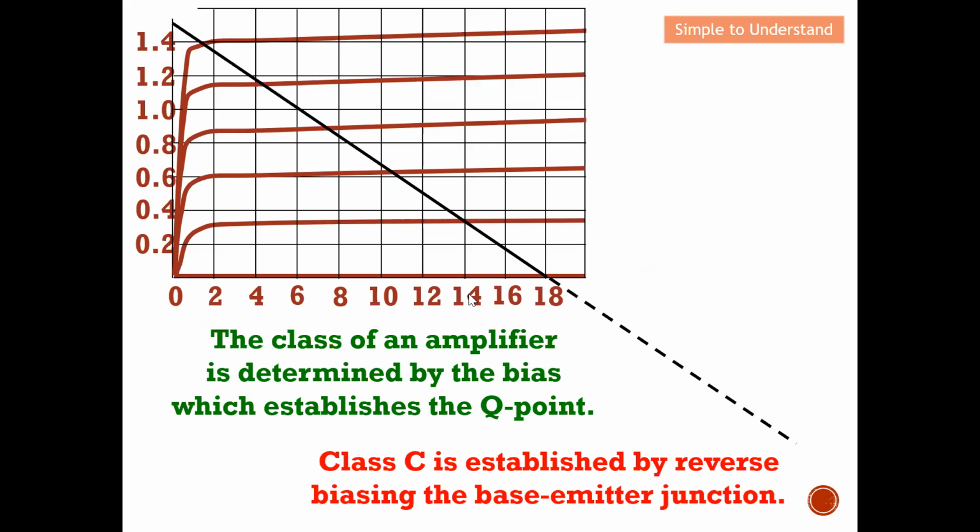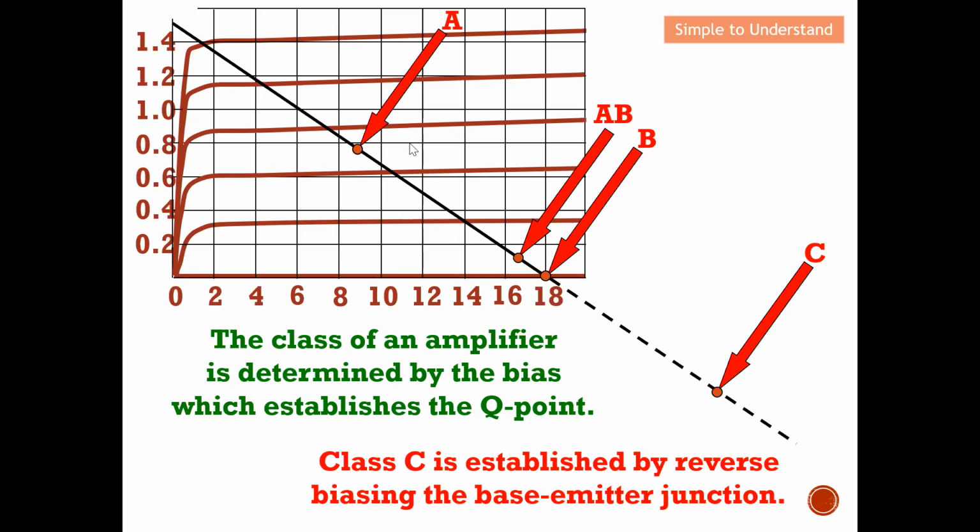Now let's quickly understand the Class C amplifier. The class of an amplifier is basically determined by the bias point, which establishes the Q point. As I mentioned earlier, Class A will typically be at the center. Class AB will be very close to B. Class B will be at the cutoff zone, and Class AB is slightly above the cutoff zone. As for Class C, it is established by reverse biasing the base-emitter junction, which we are going to take a look at in this Class C amplifier.